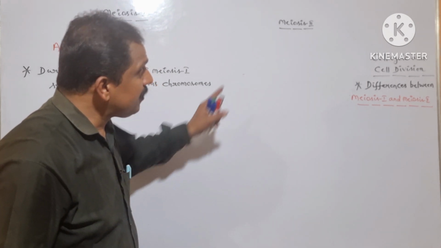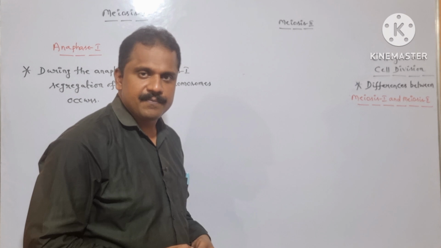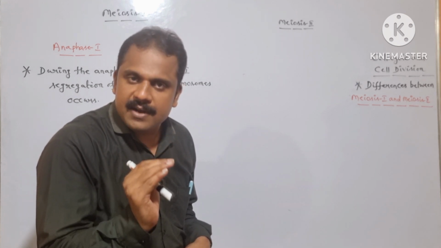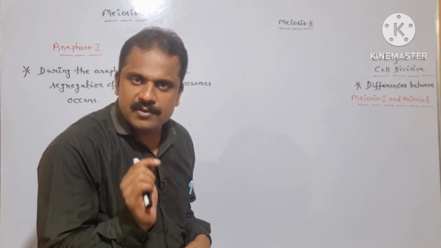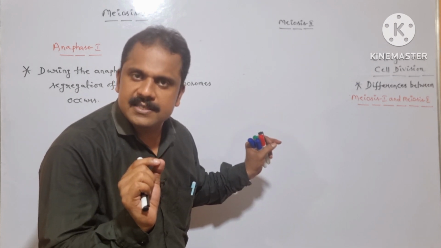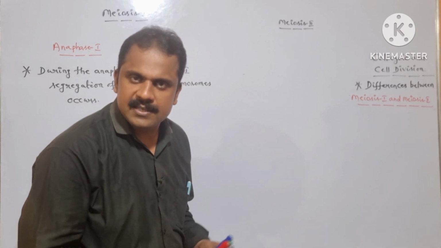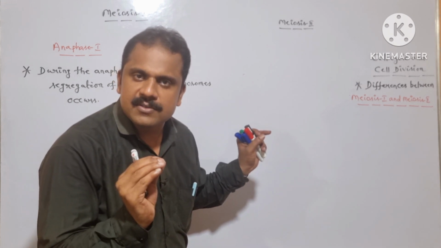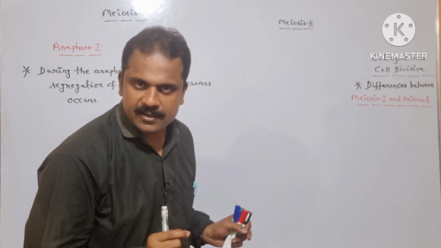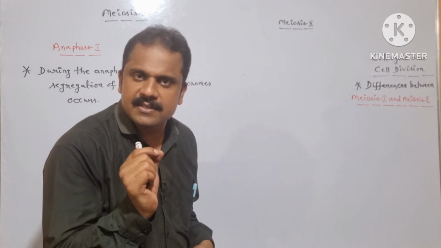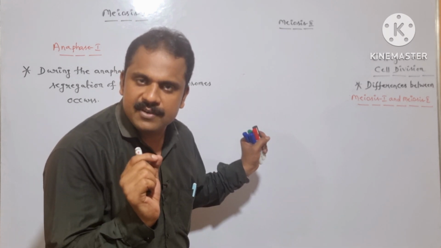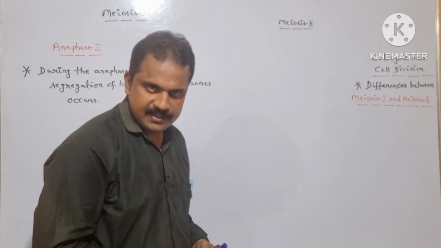But during the anaphase 2 of meiosis 2, segregation of homologous chromosomes does not take place. Instead, separation of sister chromatids occurs, because during the anaphase 2 of meiosis 2, likewise the anaphase of mitosis, splitting of centromere occurs. So because of the splitting of the centromere, separation of sister chromatids takes place during the anaphase 2 of meiosis 2. Is it clear?